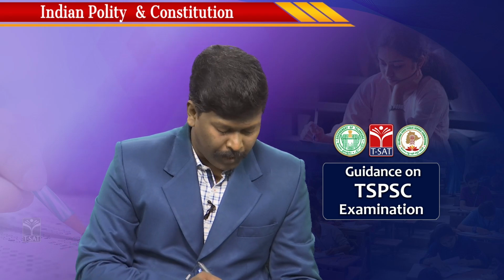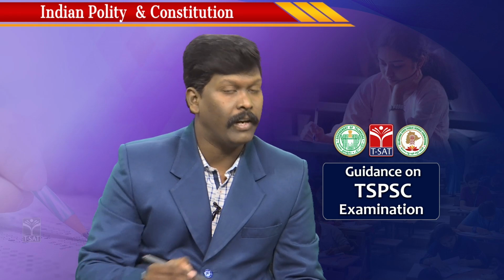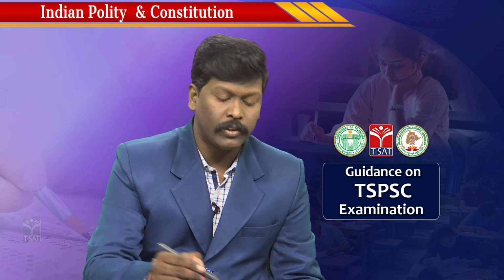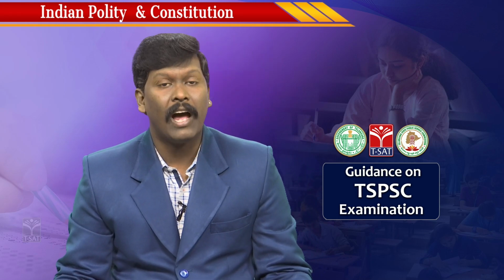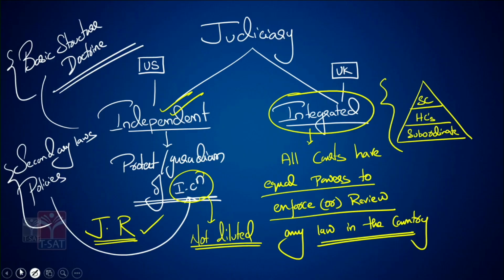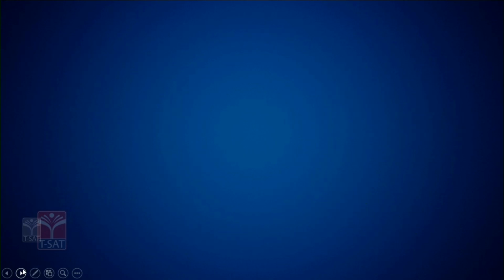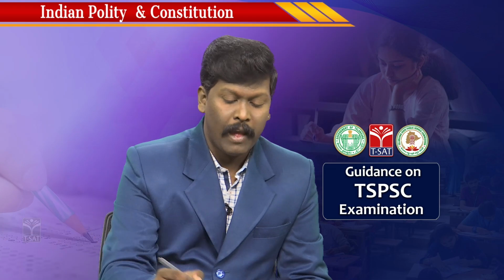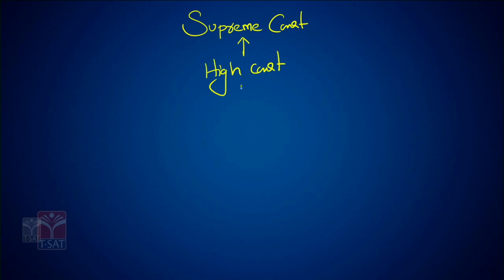So this is one part of the question we have completed. What is the second part of the question asked? That is the hierarchy of the Indian judiciary. What is the hierarchy of the Indian judicial system? At the top, we have the Supreme Court, and below the Supreme Court, we have the High Court. High Court is at the state level, and below High Court we have subordinate courts.